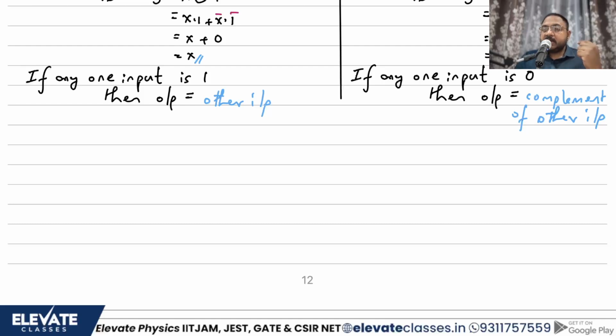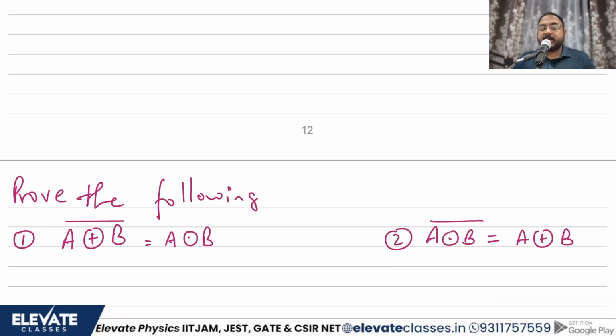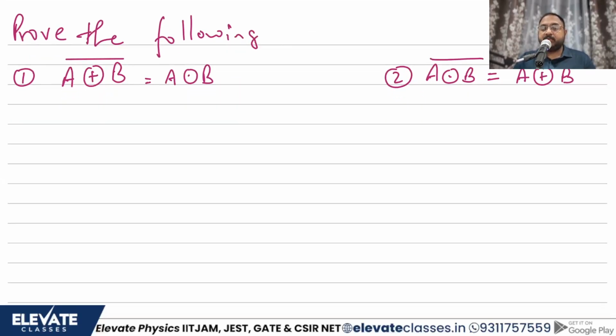What we can do is, can we prove XOR and XNOR are complements of each other? Can we prove that? So that is going to be our next topic. We are going to try and prove these two things. We want to prove that A XOR B complement gives me A XNOR B. I want to be sure that using Boolean algebra, let's try and prove it.